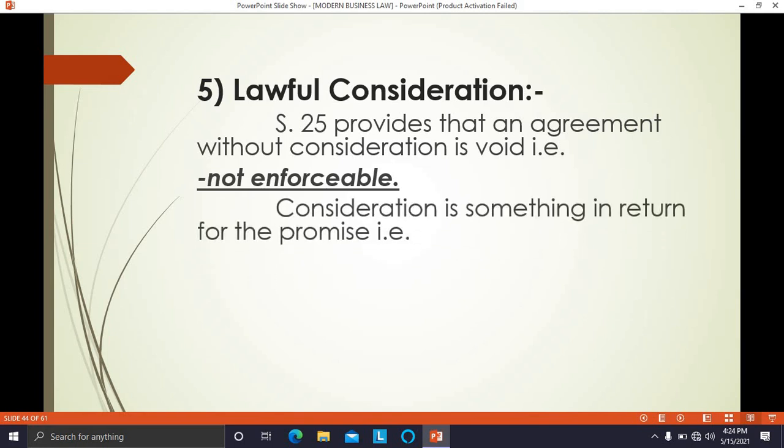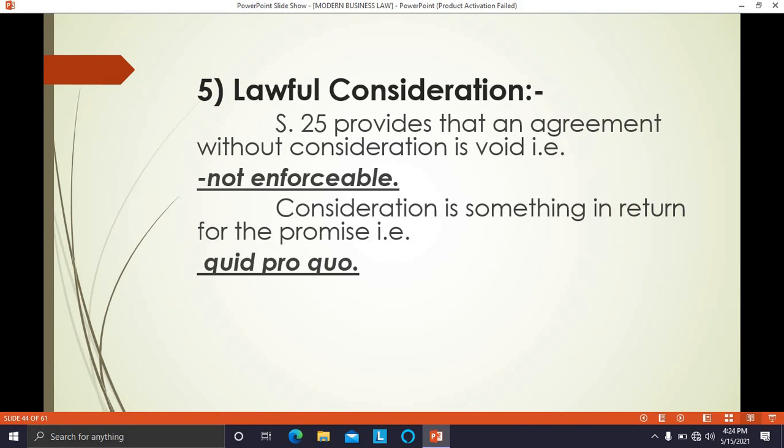Now what is consideration? Consideration means something in return for the promise. In Latin it is known as quid pro quo. Quid pro quo means something in return. That means it is a consideration for the promise. Sometimes for 2 marks this question is asked: what do you mean by quid pro quo? Quid pro quo means consideration, something in return for the promise.